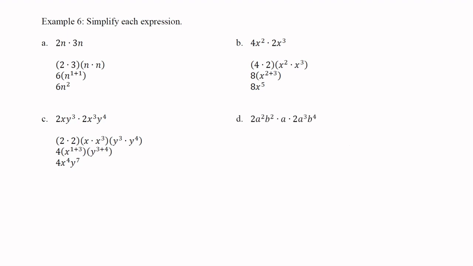And then for D, we have 2a squared b squared times a times 2a to the third b to the fourth. So separate out your coefficients, separate out your a variables, and separate out your b variables. 2 times 2 gives us 4. We're going to add all of our exponents in our a. We're going to add all of our exponents in our b using the product rule. And when we add our exponents, we end up with 4a to the sixth, b to the sixth.